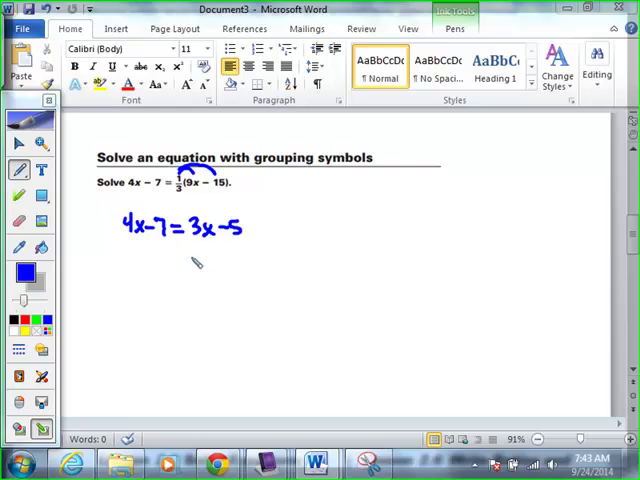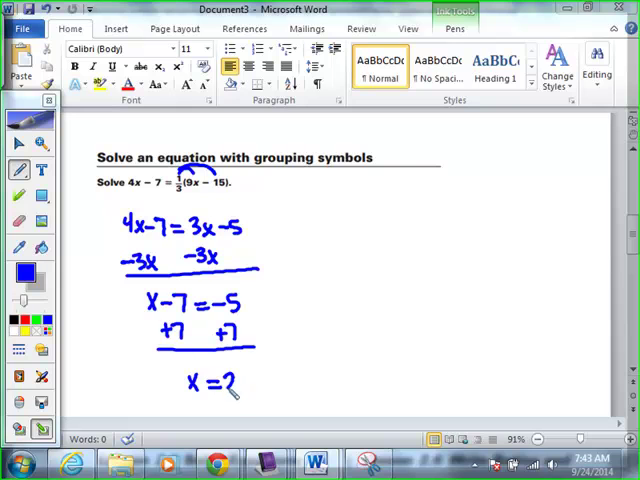Again, I just make the decision, do I want to bring the variable term to the left or to the right? I generally bring it to the left, it doesn't matter though. When I do this, 4x minus 3x is just x, so I have x minus 7 equals negative 5. This actually turned into just a one-step equation where I add the 7 because my coefficient here is really a 1. So I end up with x equals positive 2.